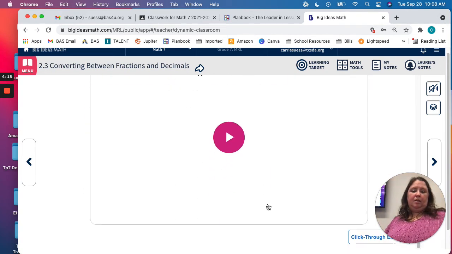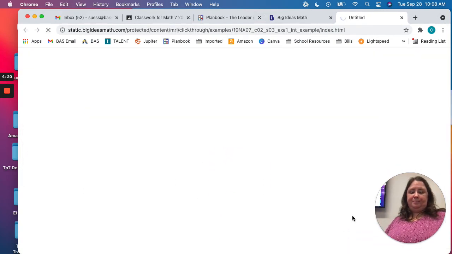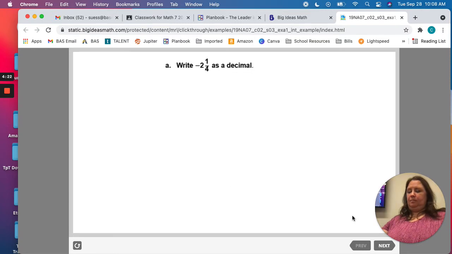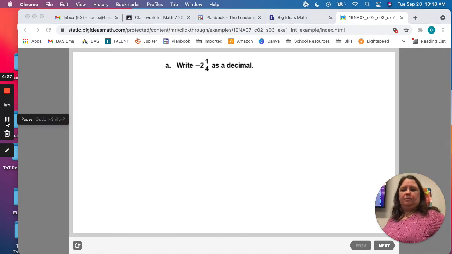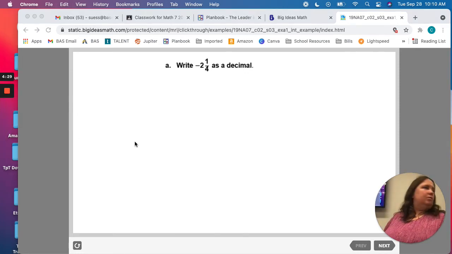All right, let me go through example 1. Is everybody ready or you need just a moment? Okay, I'll give you one moment. Okay, so for this example, we're going to write negative 2 1/4 as a decimal.